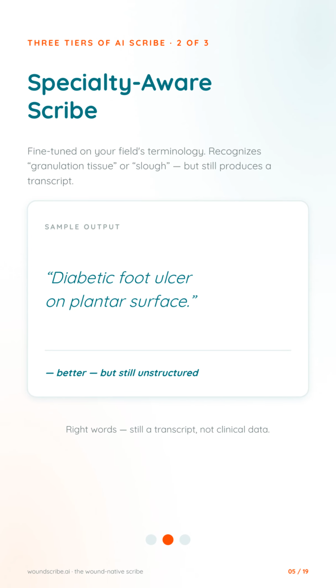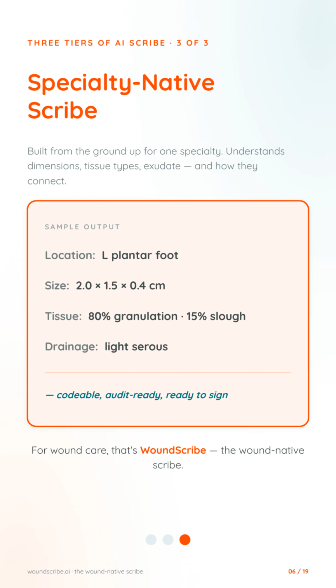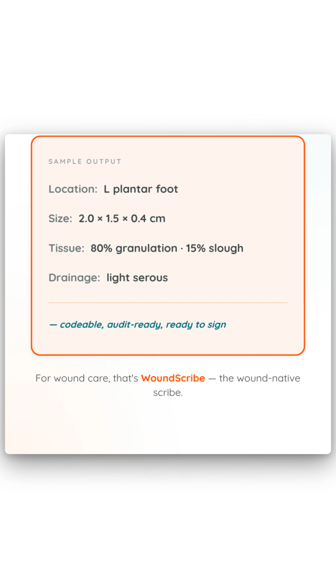and slough. The sentence improves to diabetic foot ulcer on plantar surface, better words, but still an unstructured transcript, not clinical data. Tier 3, the specialty native scribe, built from the ground up for one specialty, wound care. From the same speech, it produces structured fields: location, size, tissue percentages, drainage, codeable, audit-ready, and ready to sign.